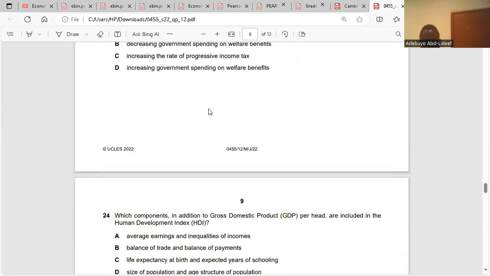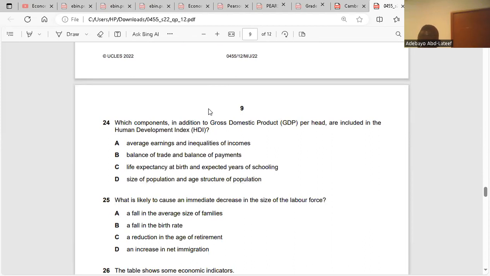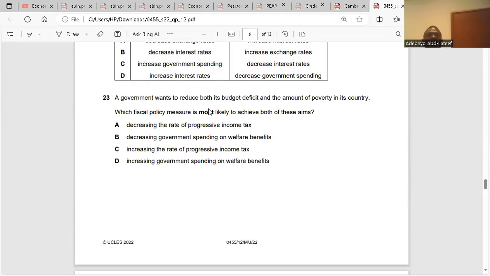Question 23. The government wants to reduce both its budget deficit and the amount of poverty in its country. To reduce budget deficit, government might reduce spending. And government could increase the rate of progressive tax. When the rate of progressive tax increases, government will have enough funds to finance public spending, especially social welfare. Is it clear? Yes. So the answer is C.